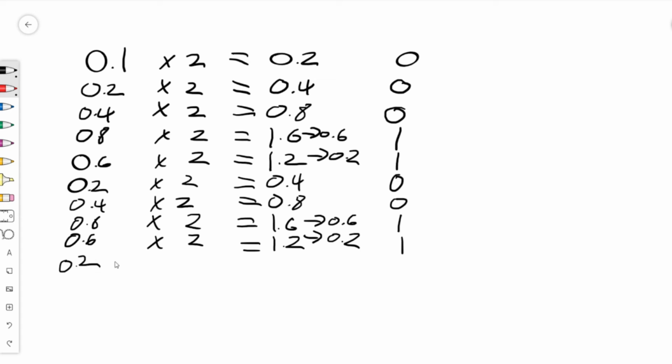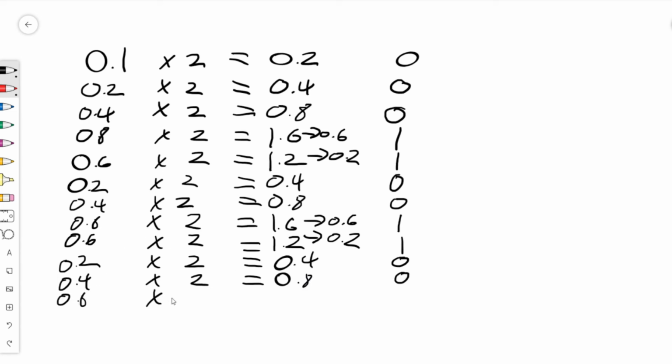We're going to take that 0.2, multiply it by 2 to give us 0.4. We take that 0 and multiply 0.4 by 2. That's going to give us 0.8. We take this 0 and multiply 0.8 by 2. That's going to give us 1.6. We take this 1, leaving us with 0.6, and multiply it by 2. That will give us 1.2. We take this 1, leaving us with 0.2.